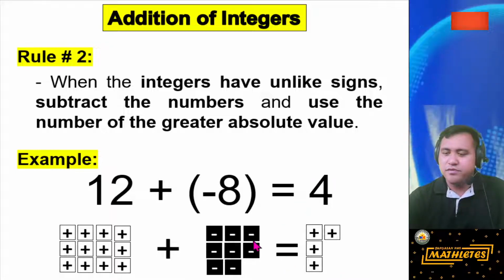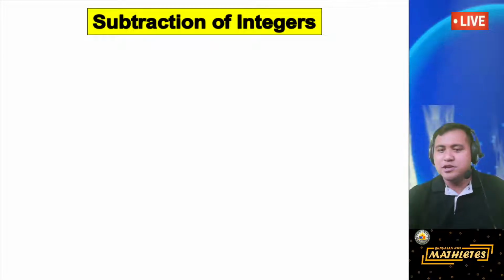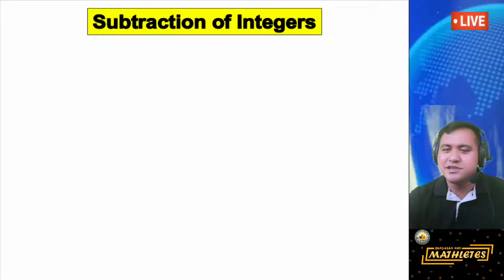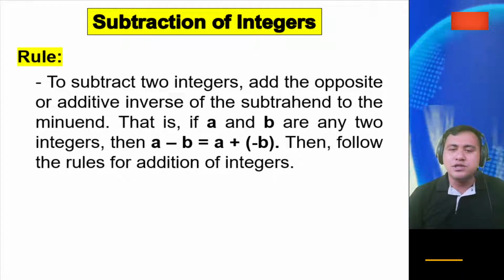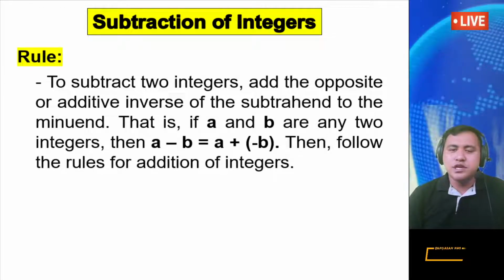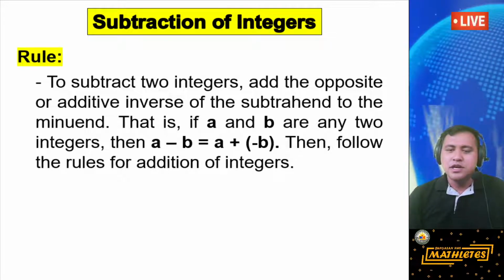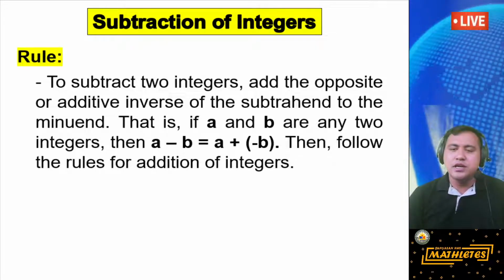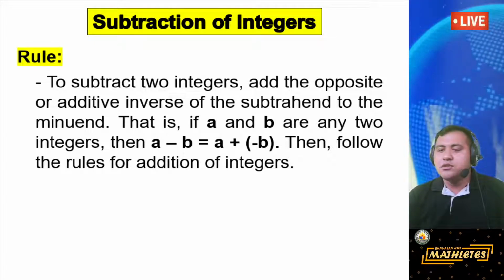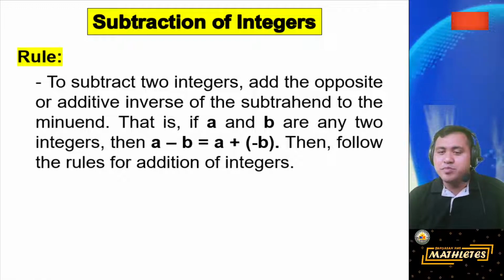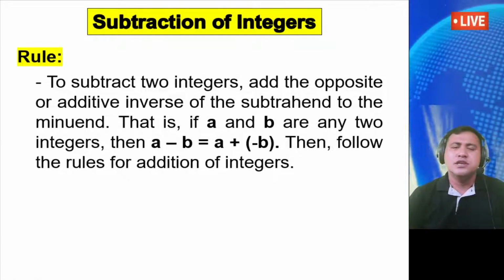So positive 4. Okay? So now let's proceed to subtraction of integers. In subtraction of integers, to subtract two integers, add the opposite or additive inverse of the subtrahend to the minuend. That is, if a and b are any two integers, then a minus b is equal to a plus negative b, then follow the rules for addition of integers.